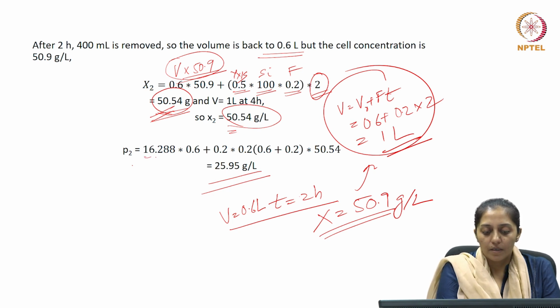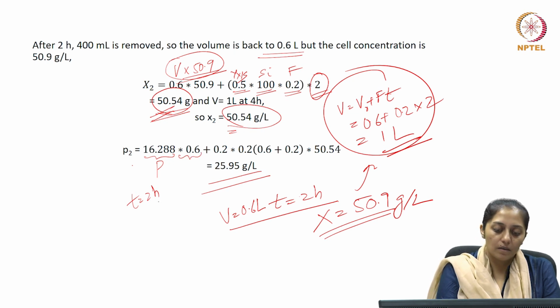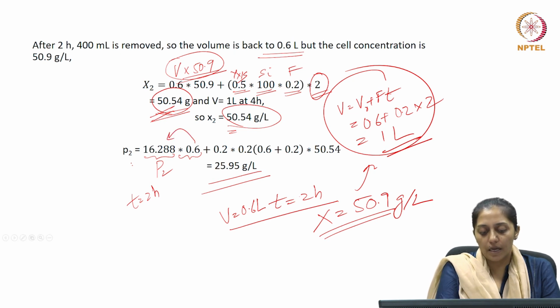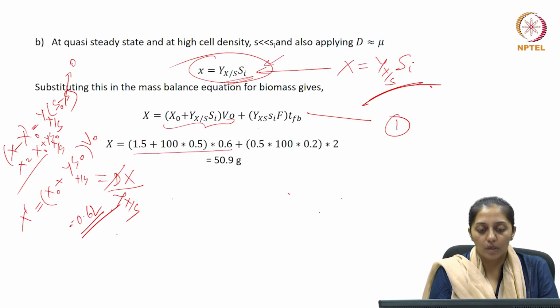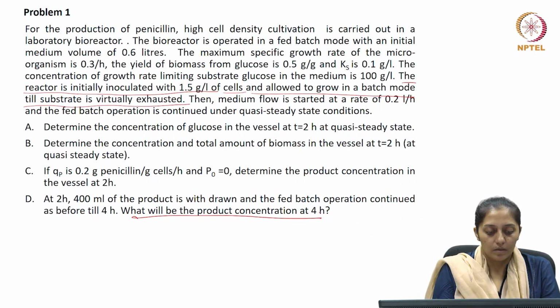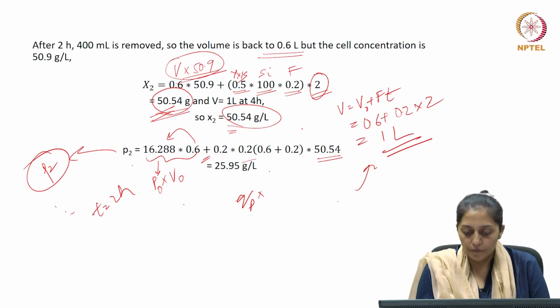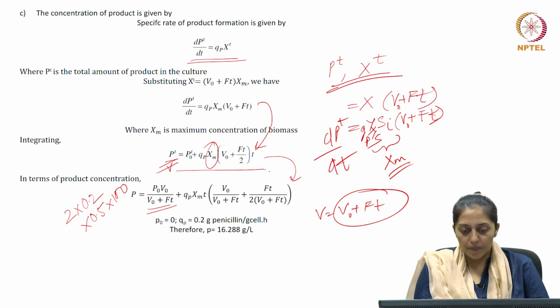So, here if you see, 16.28 was the product concentration at T equals 2 hours and the volume at that point was 0.6 liters because 400 ml has been removed. So, the amount of product can be obtained by multiplying the volume with the product concentration at T equals 2 hours, which remains the same even after the removal of 400 ml. So, QP is given to us as 0.2, which is given here.